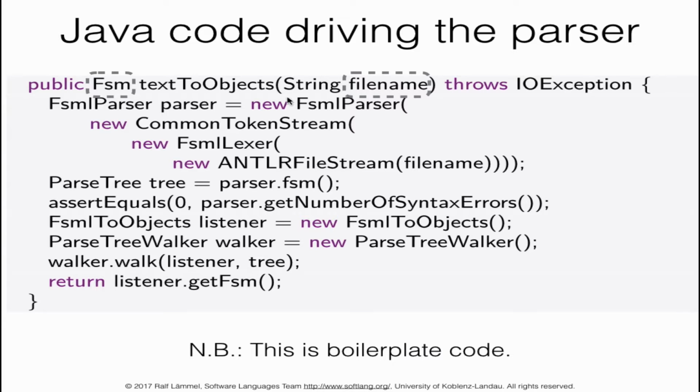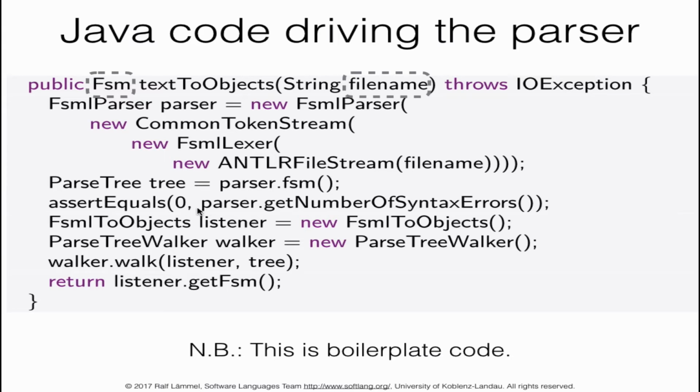So this time we have a static method which takes a file name and which returns an FSM. And so you see we again create an ANTLR file stream, a lexer object, a common token stream, and a parser object, just as before. So we also invoke the FSM method on the parser object. And this time we care about the result. The result is actually a parse tree, which is just another term for concrete syntax tree.